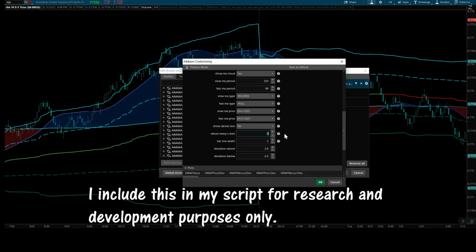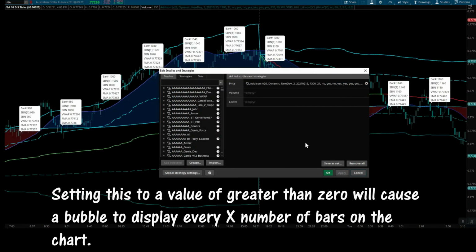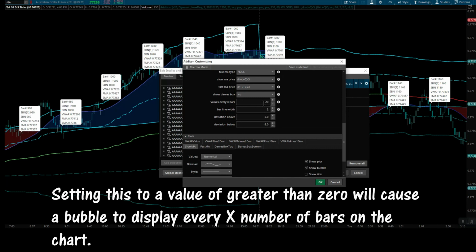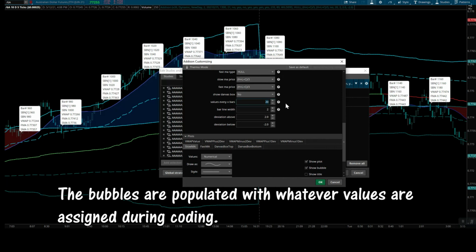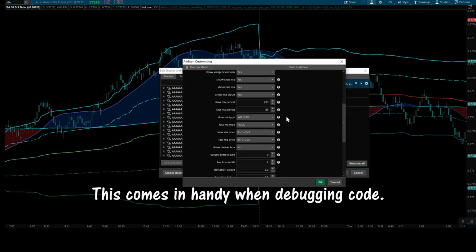Values every X bars. I include this in my script for research and development purposes only. Setting this to a value of greater than 0 will cause a bubble to display every X number of bars on the chart. The bubbles are populated with whatever values are assigned during coding. This comes in handy when debugging code.